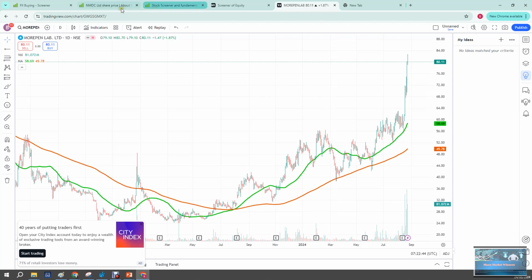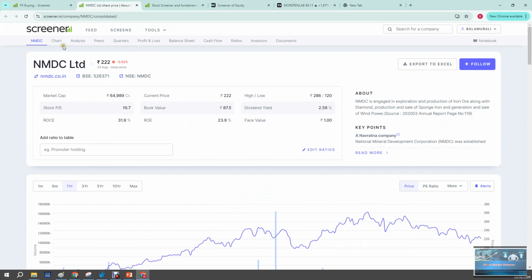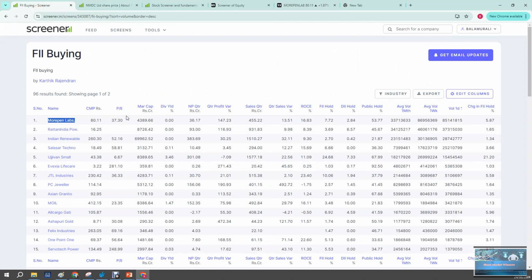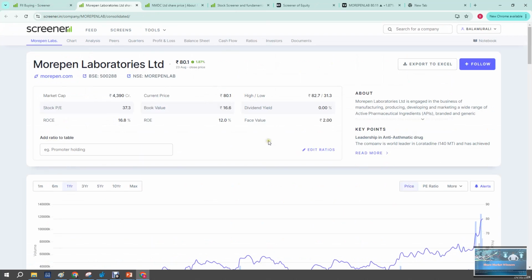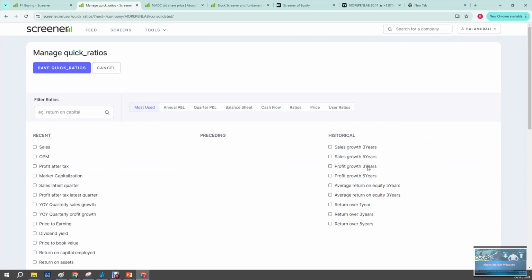Primarily, you can use Screener to first do a screening to find what potential stocks are available, and then you can do further analysis within Screener to find out whether the stock has the capability to move, based on the various ratios which you can edit. You can add some of the cheat sheets which I have shared in our group. You can directly add those.